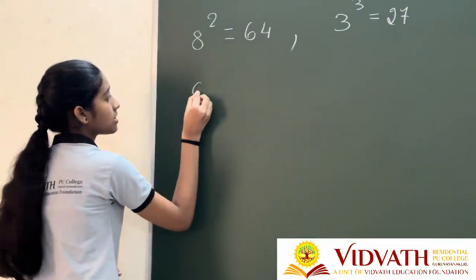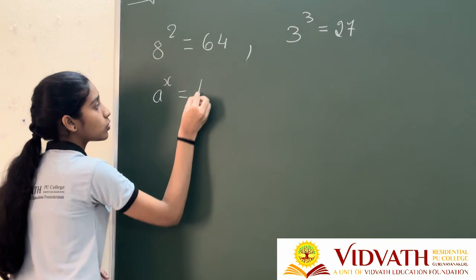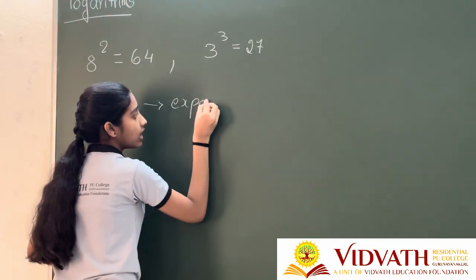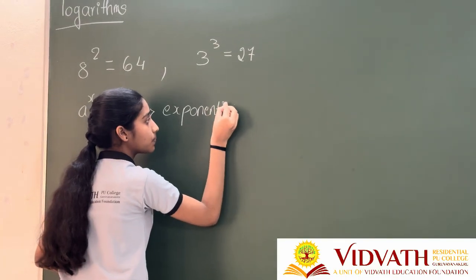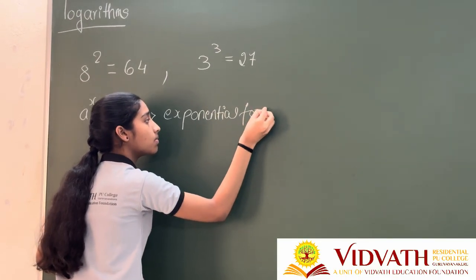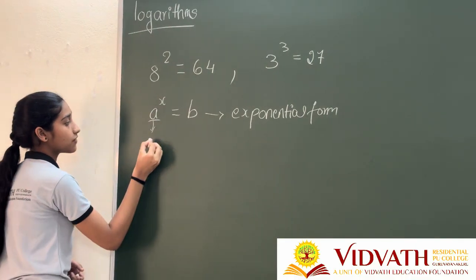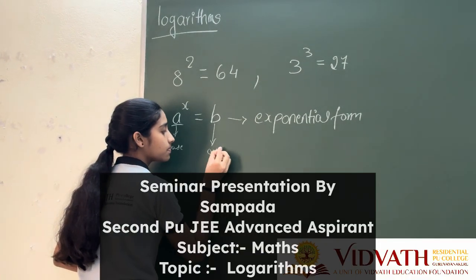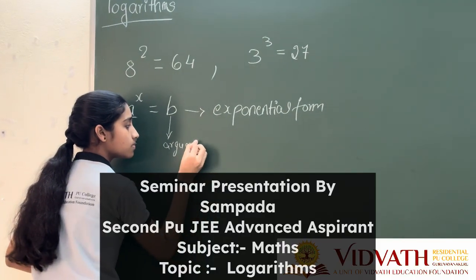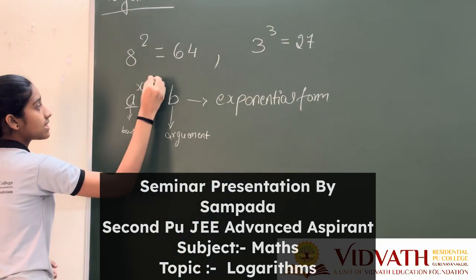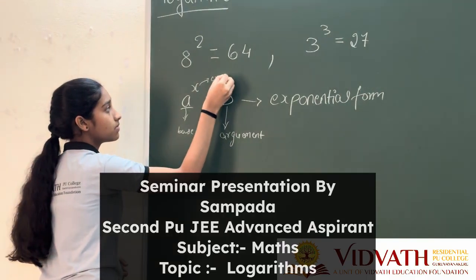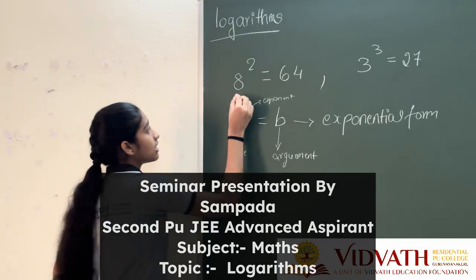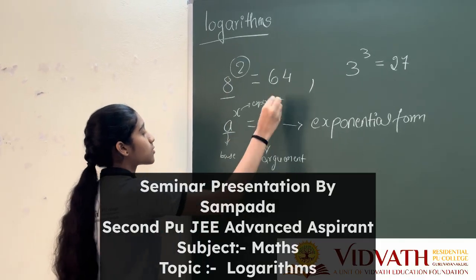This is in the expression a power x equals b. It is an exponential form. a is the base of this expression, b is the argument, and x is the exponent. Here 8 is the base and 2 is the exponent.